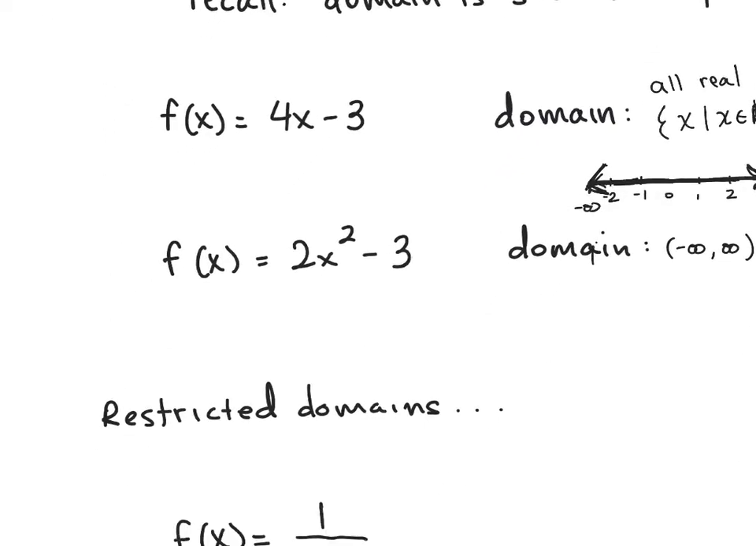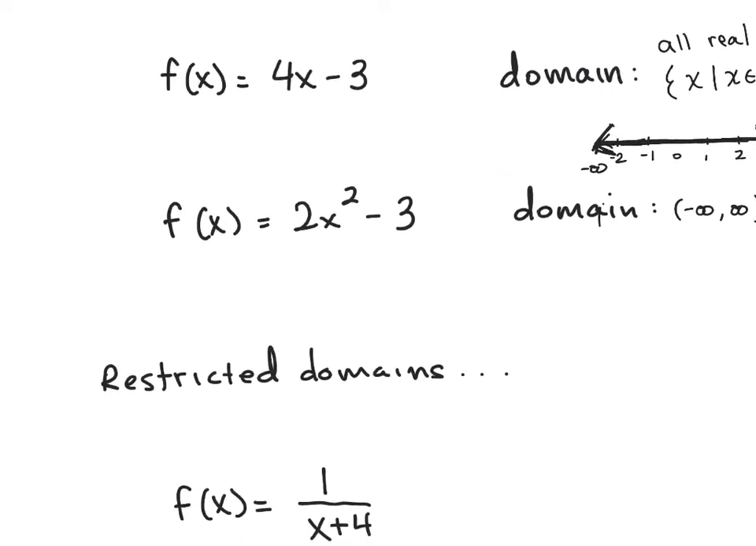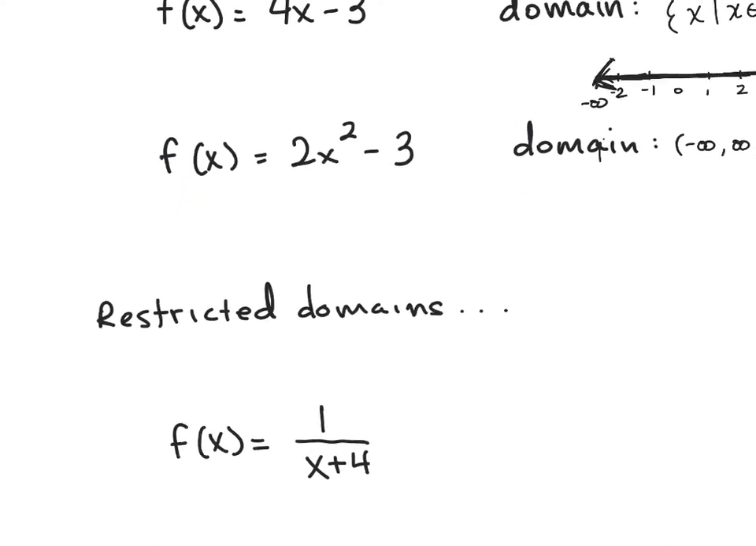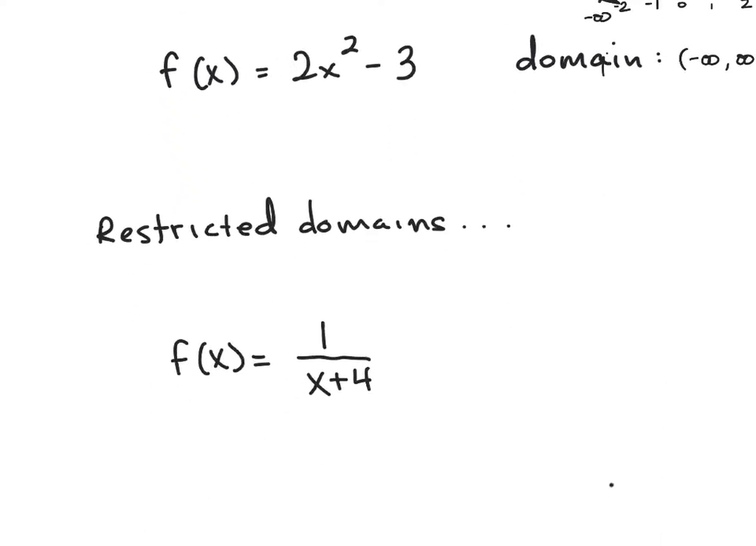So we have a couple of examples of functions that have what are called restricted domains, or a domain where certain values of x aren't valid as input. For example, this one, f of x equals 1 over x plus 4. This is called a rational function. Rational, from the word ratio, essentially means fraction. We have a numerator and a denominator, and you can't have 0 in the denominator of a fraction.